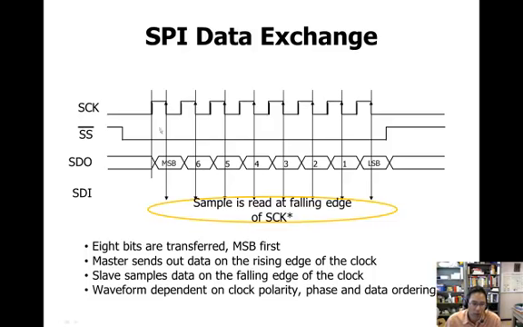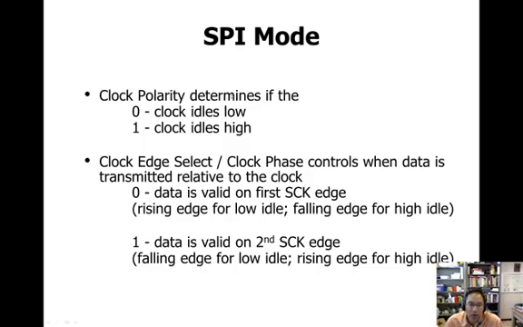Whether the data is being read on the falling or the rising edge is a configuration in most SPI systems, as well as whether the clock idles high or low. The clock polarity setting in SPI determines whether the clock idles high or low, and the clock edge select determines whether the data is on the first edge or the second edge. I'm saying first edge and second edge because the first edge could be rising or falling depending on how the clock idles. Hopefully if you don't understand that, I encourage you just to draw out some waveforms of whether the clock idles high or low.